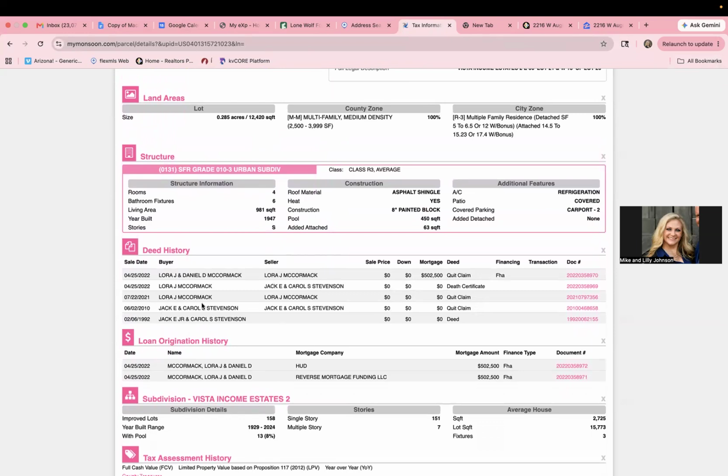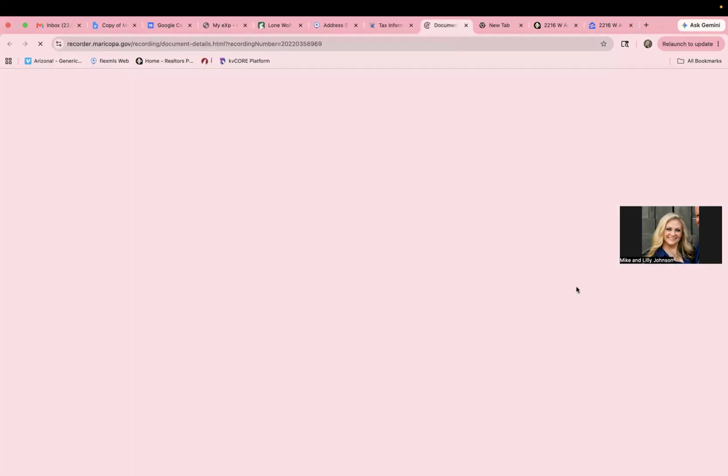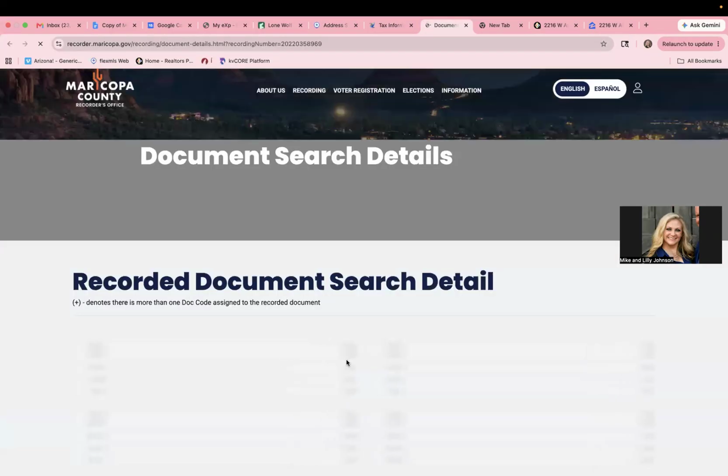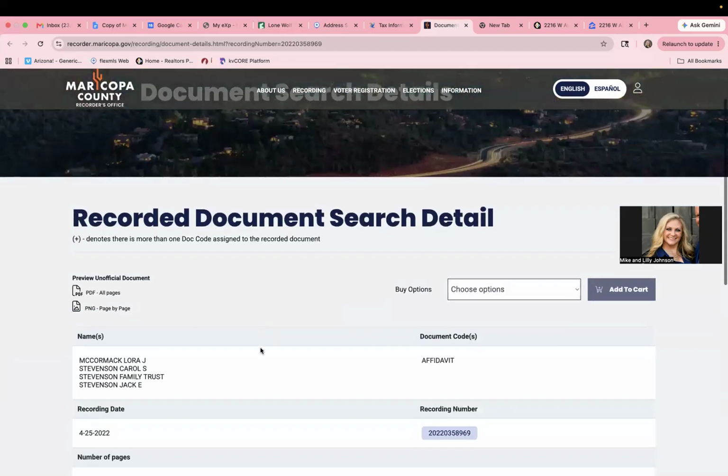So it looks like they did buy it just in 2022. Well, they didn't buy it. It was a quit claim to them. There was a death certificate. Stevenson to Laura McCormack. I'm just curious. So that's where I'm looking at this.